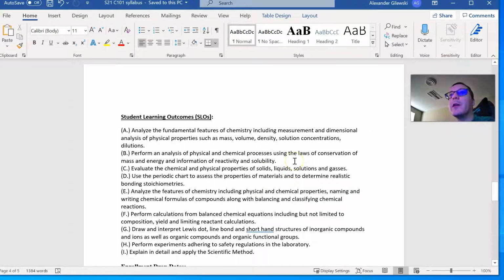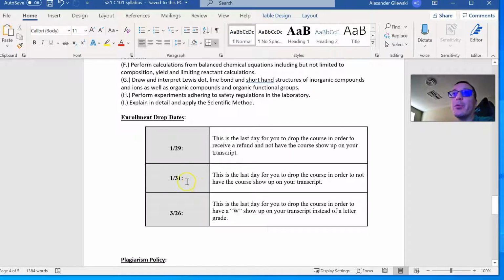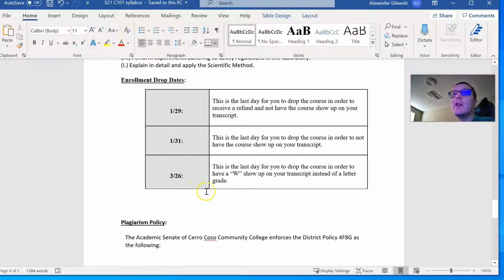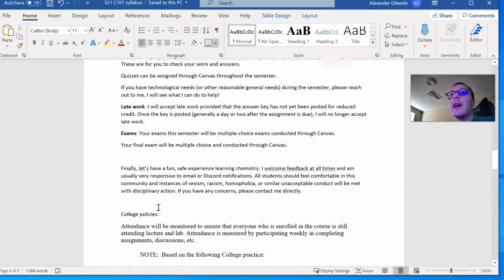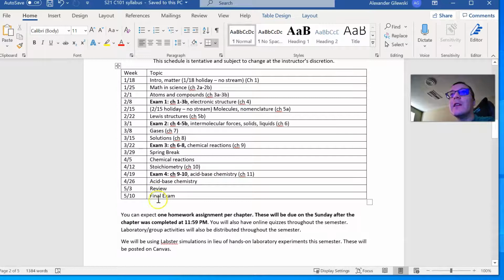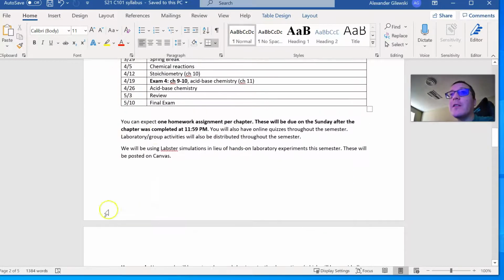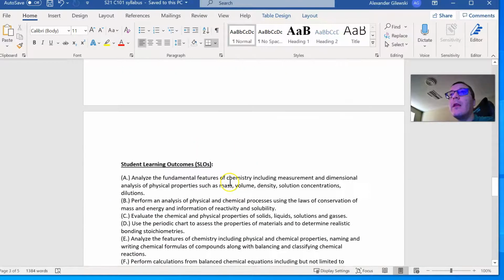There's some learning outcomes here you can read. Here are our important dates. So January 29th is the last day to get a refund and not get a W. On the 31st, you'll not get a refund, but you will not get a W either. And then March 26th is the last day to drop with a W. And if we look at our schedule here, that's going to be after our third exam. So that's going to be the point where you're going to have to make the decision whether to stay in the class or not.